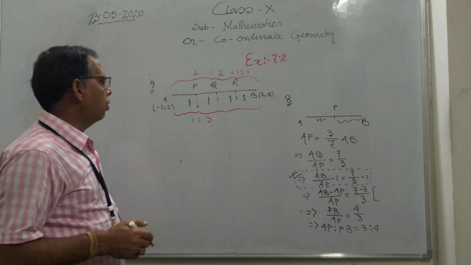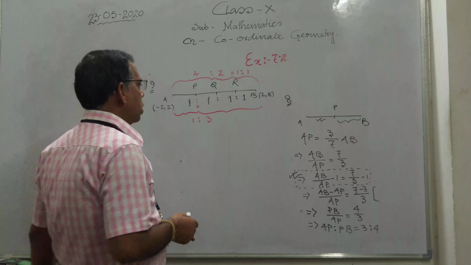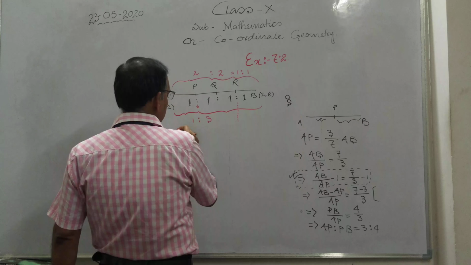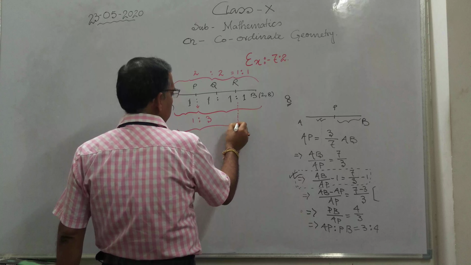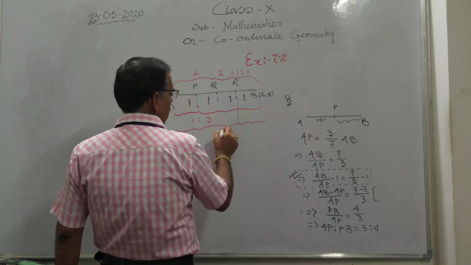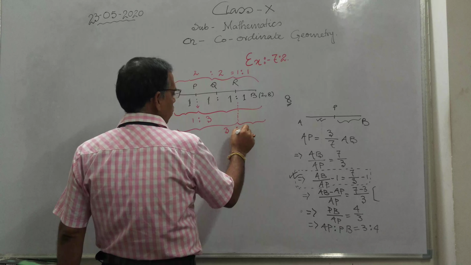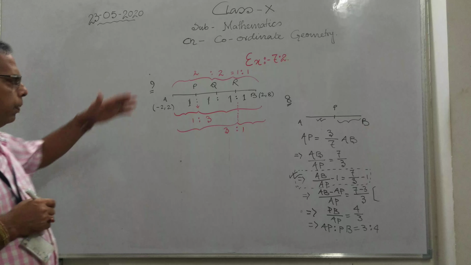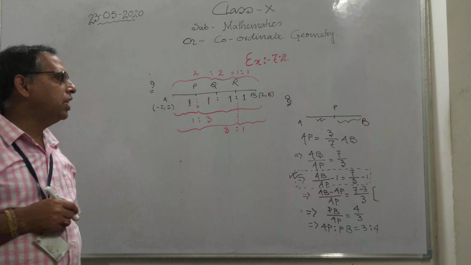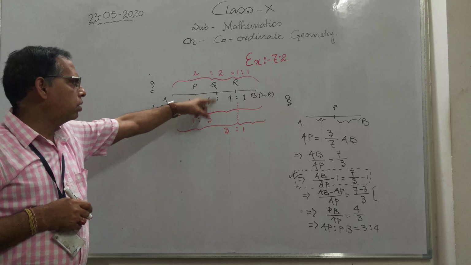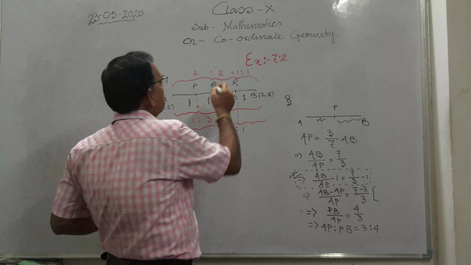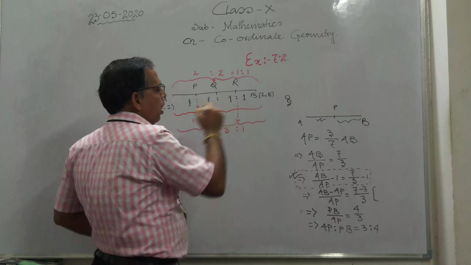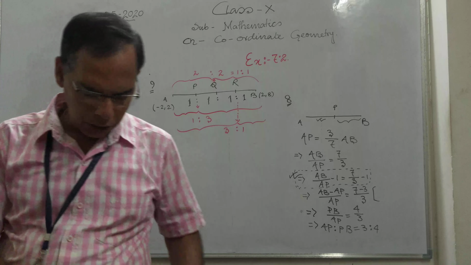This is for finding the coordinate of Q. For finding the coordinate of R, what do you have to do? Here 3 is to 1. So please, my dear students, before you start, please mark it like this. Then it will be easy. This is for P, this is for Q, this is for R, okay? Now you do one by one.